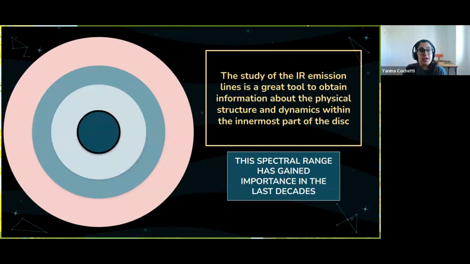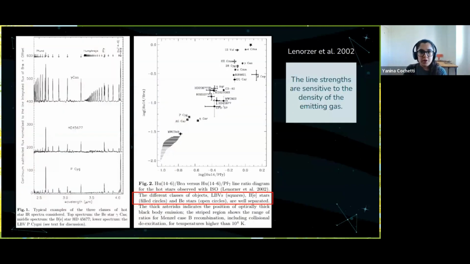Fortunately, this spectral range has gained importance in the last decades, and it's becoming more important in the analysis of BE stars. So I will mention a few works that I found interesting and whose results my work used in part. One of the first works that I would like to mention is the two works by Lenorzer and collaborators from 2002. The first one was an atlas with L-band observations of different kinds of early stars, not only classical B, regular B stars, but also BE, B[e], and LBV objects.